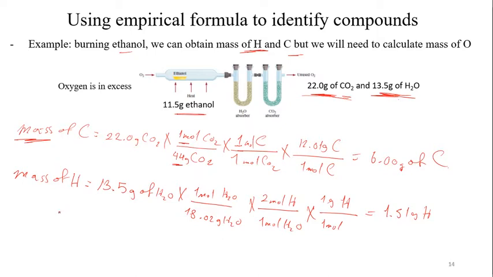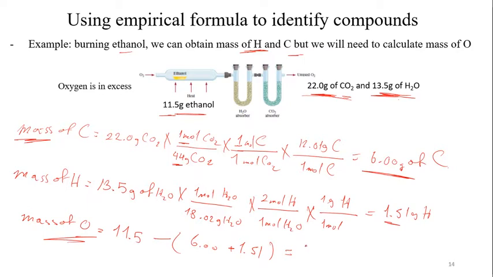To know the mass of oxygen, it would be equal to the total mass I used at the beginning of the reaction, which is 11.5, minus the mass of carbon, which is 6, plus the mass of hydrogen, which is 1.51. This means the mass of oxygen would be equal to 4 grams. Now I can know the number of moles of each element present in 11.5 grams of ethanol.